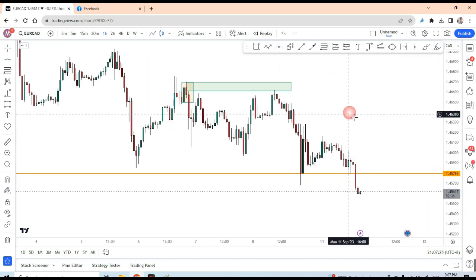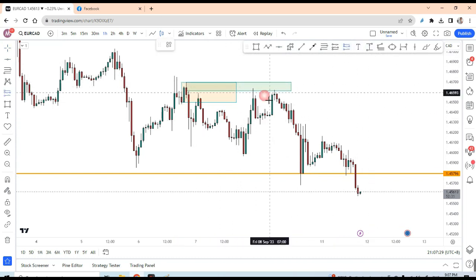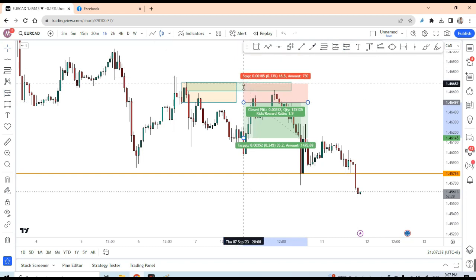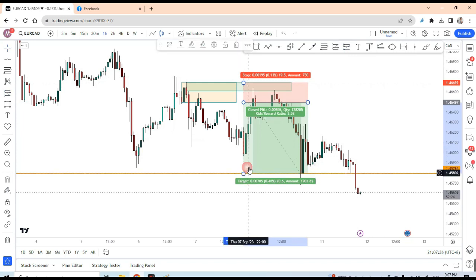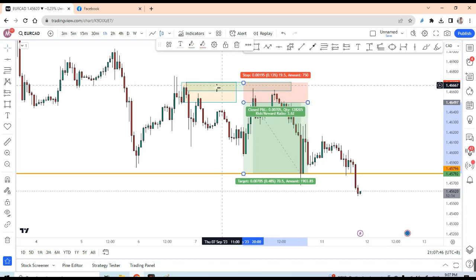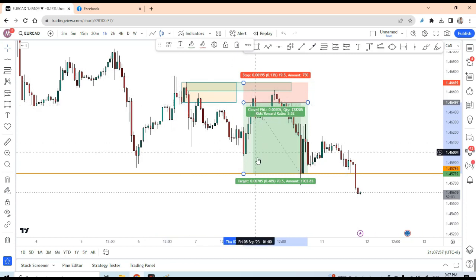So what happened is that if you are using the initial 1 hour zone, you may get a good result, but the risk reward is only 1 to 3.6. Risk reward means that you are going to risk one lot, or $10, and you are going to win $36. Something like that, or $100 and win $360.